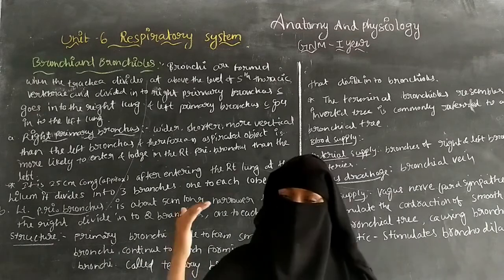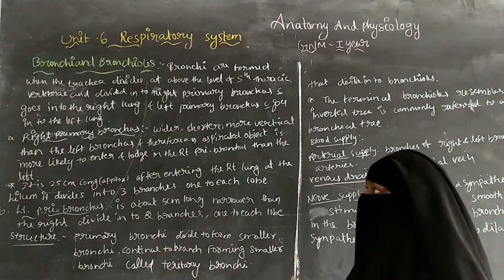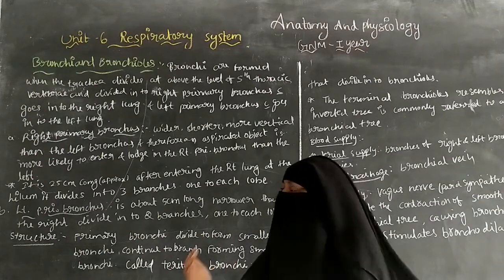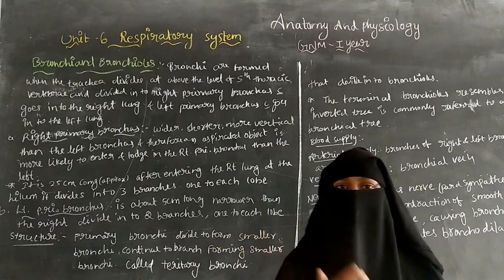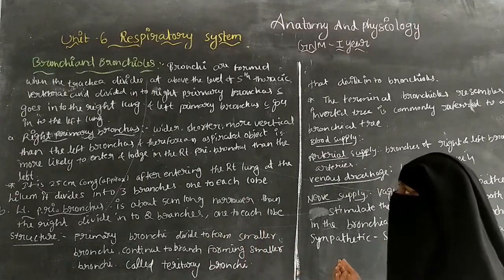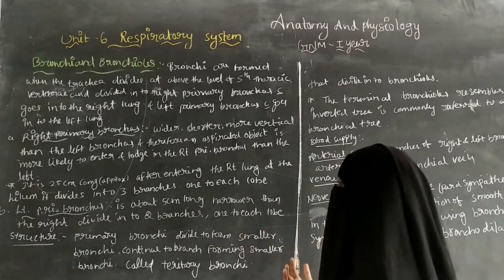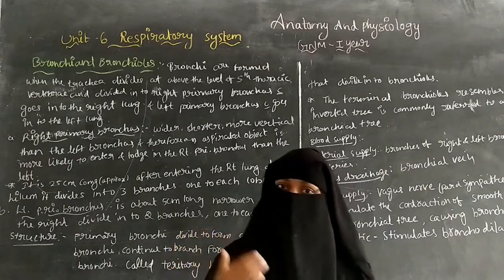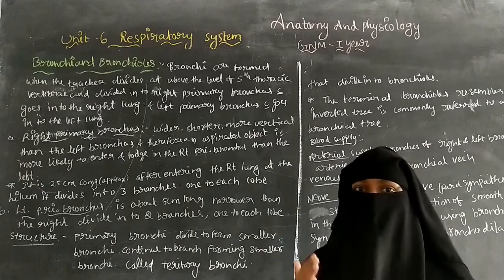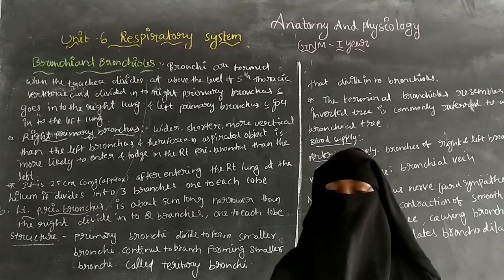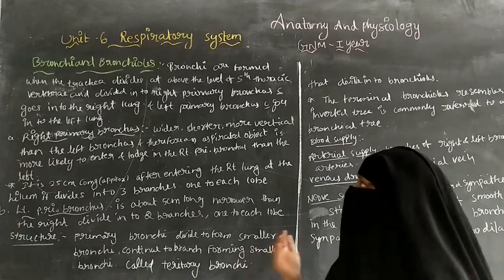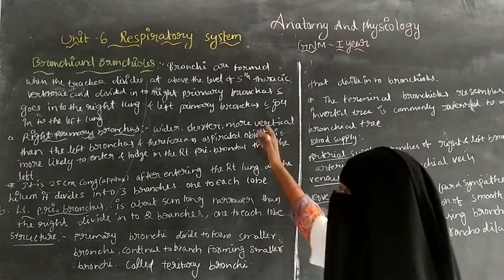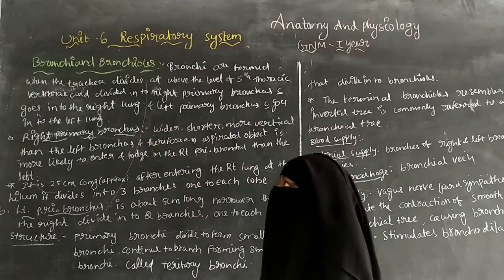Up to the level of the 5th thoracic vertebra, the trachea divides into the bronchi. It divides into the right primary bronchus, which goes into the right lung, and the left primary bronchus, which enters the left lung.